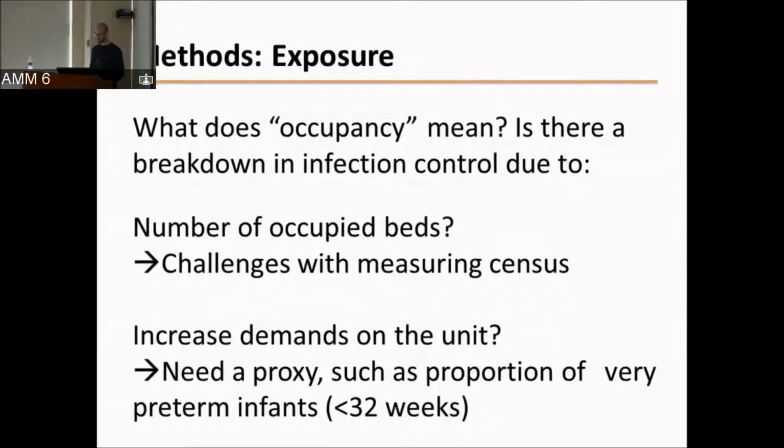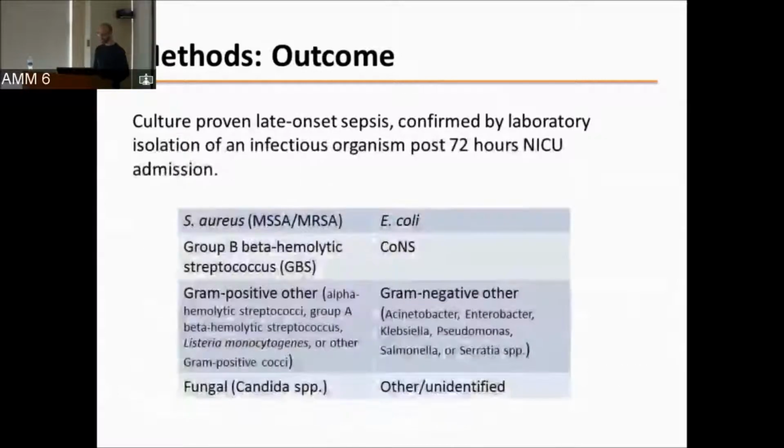The idea here is that we measured this like we did with census, in that we averaged it over the length of time that they're in the cohort. And we're saying that, independent of the census in the unit, maybe it's the proportion of very preterm kids there that's putting increased demands on the unit, and that's why maybe we'll see some increased infections. So at the end of the day, we have these two competing measures of occupancy: census and proportion of very preterm infants.